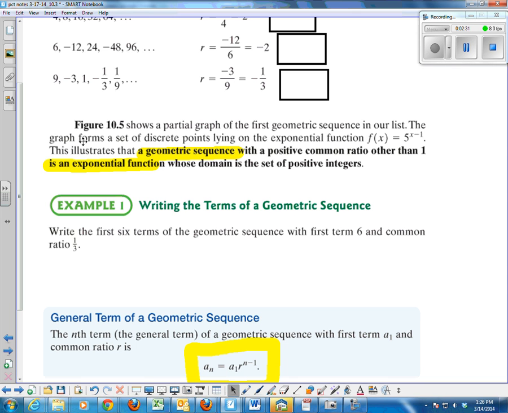You'll notice in the next paragraph here, I have this part highlighted. This illustrates that a geometric sequence with a positive common ratio other than 1, so these are the common ratios, other than 1, is an exponential function. Basically that means that you're taking the r, in this case it's negative 3, to some n power, or to some power, and that would be an exponential function.